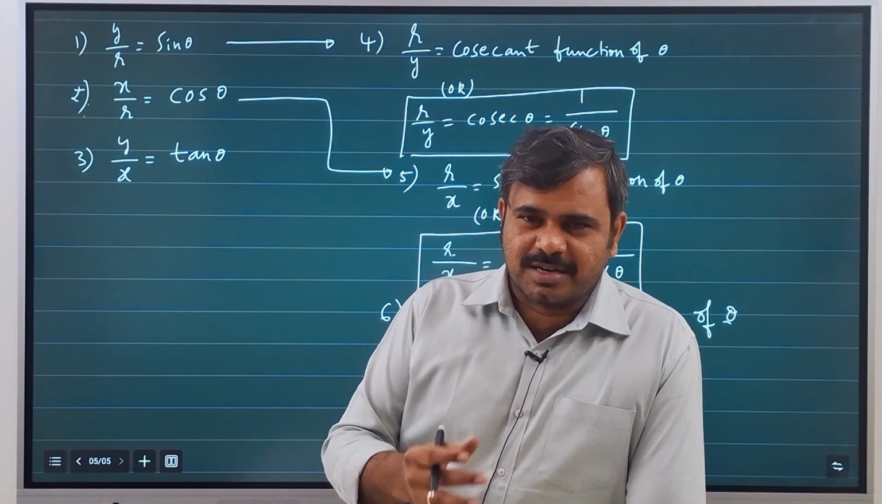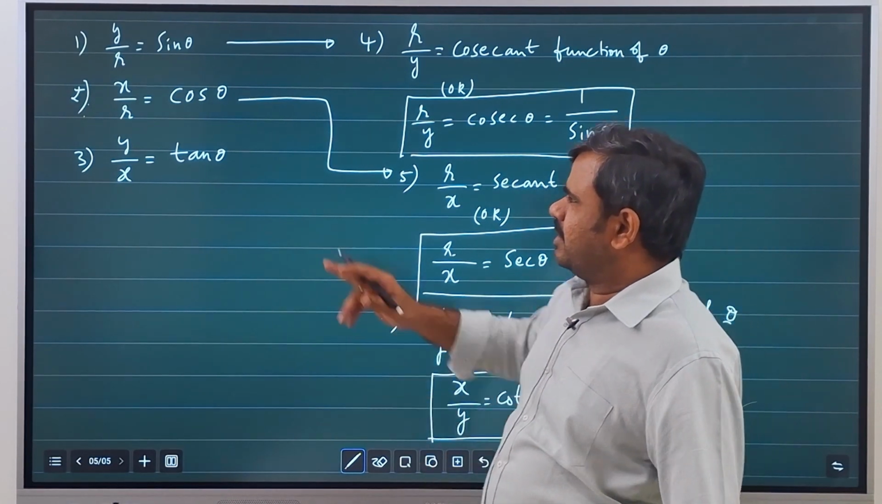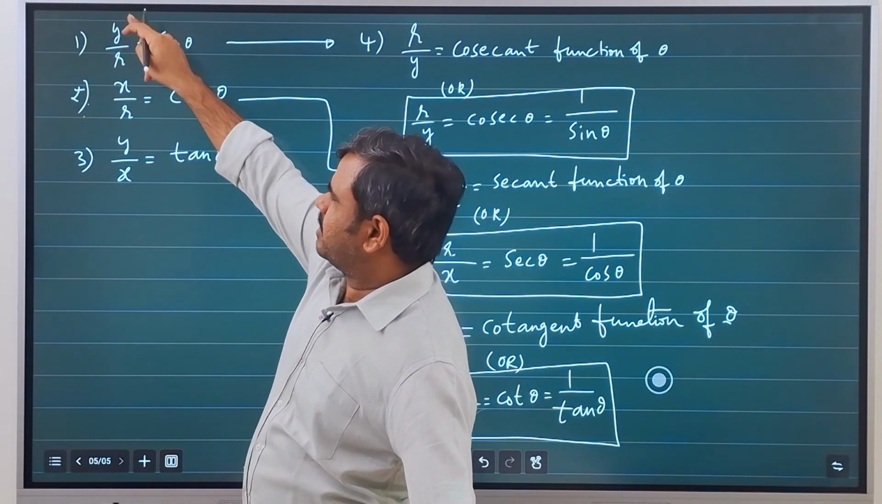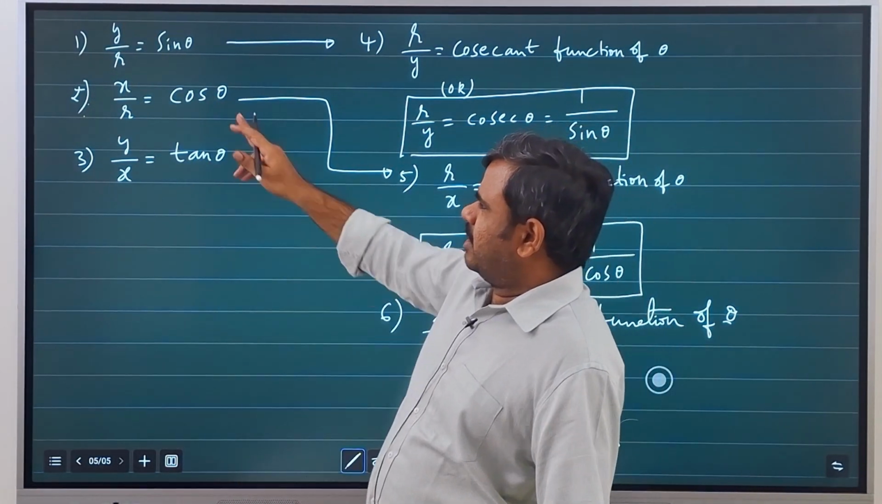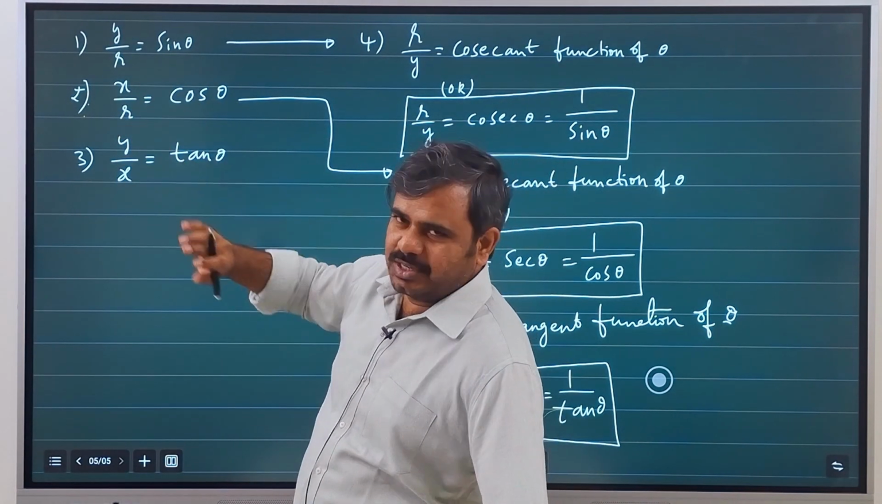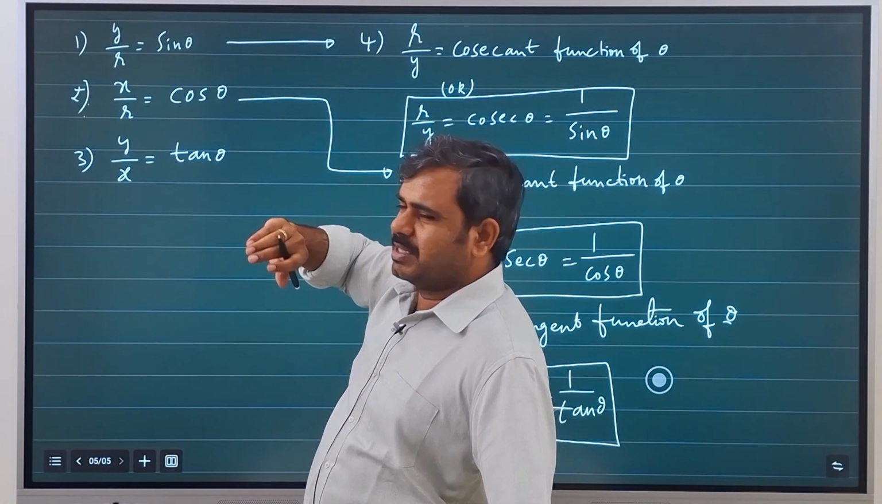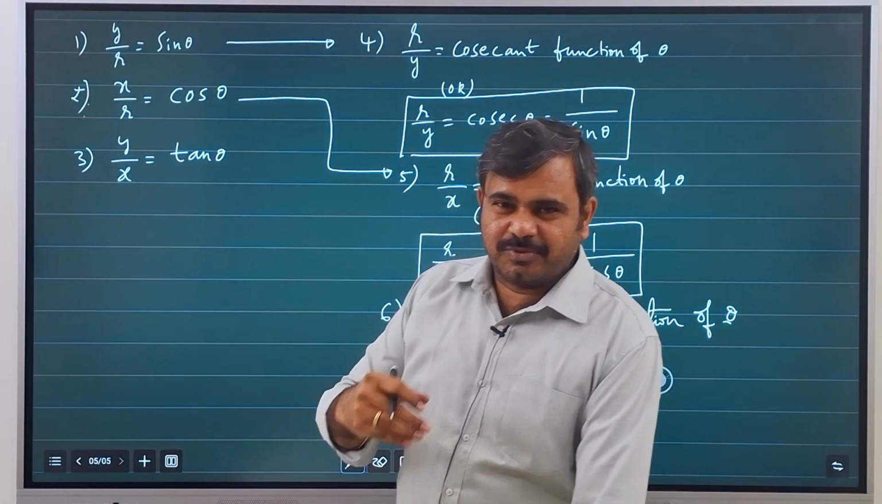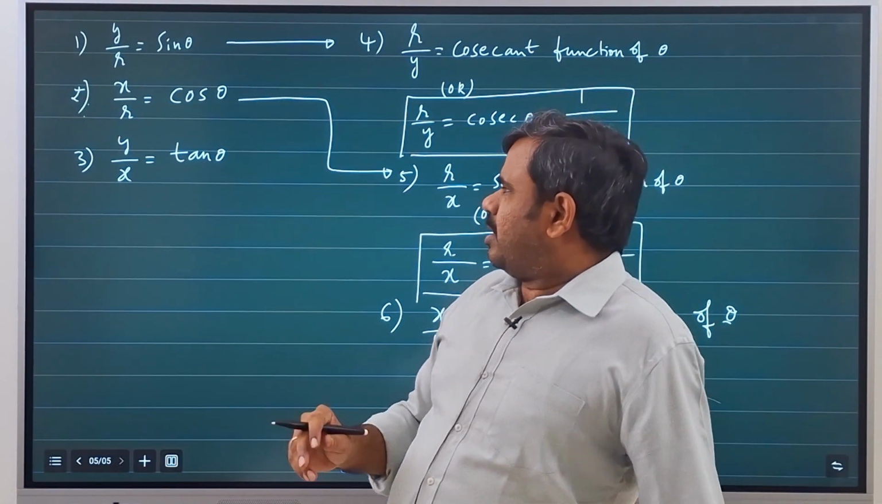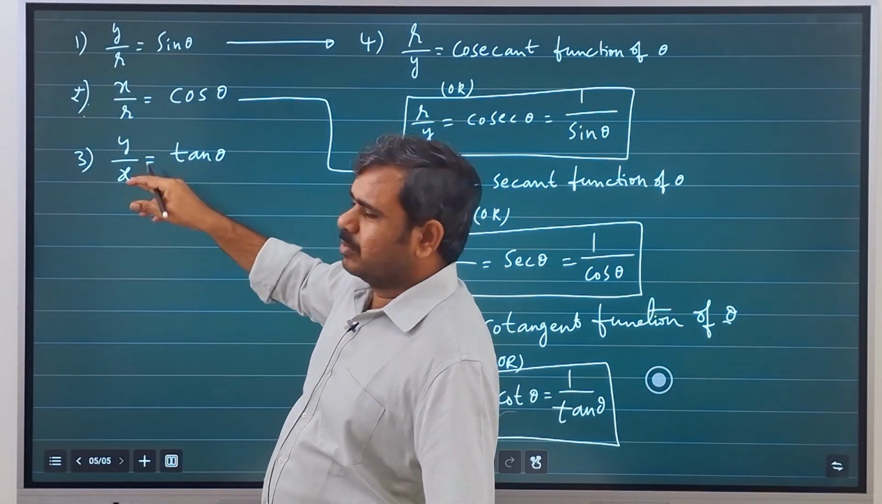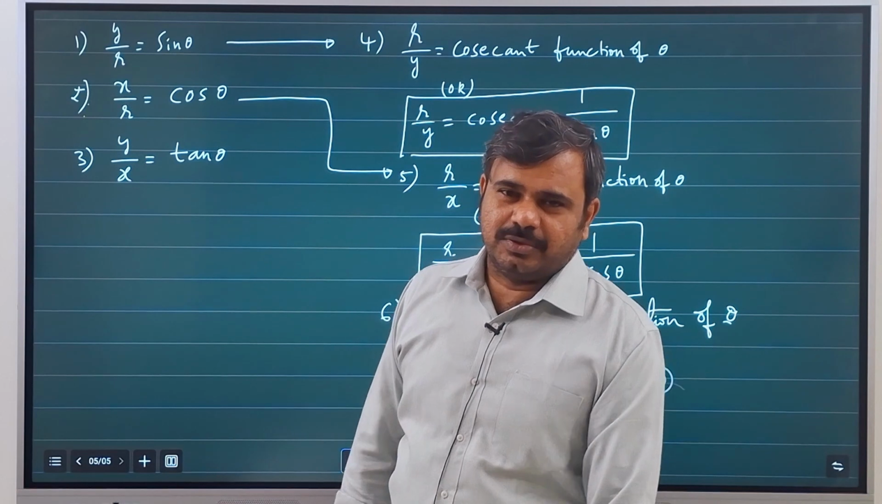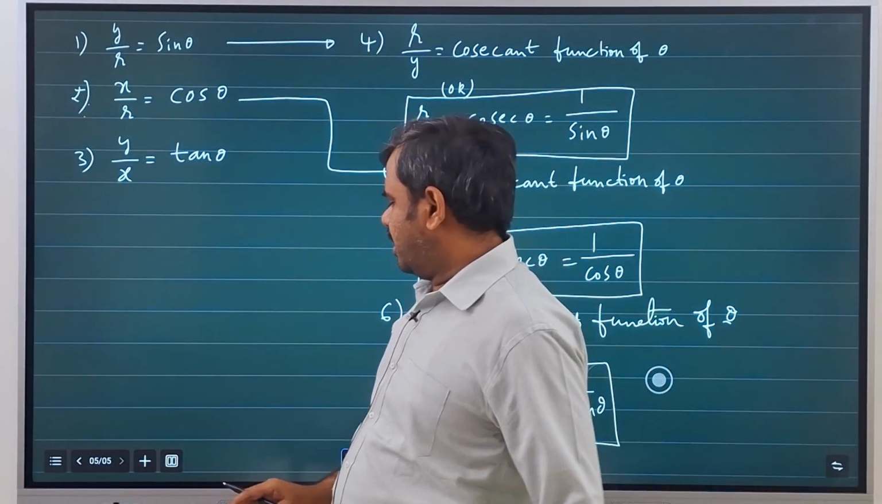What is sine 30 degrees equal to? When theta is equal to 30 degrees, what is this ratio equal to? Or when theta is equal to 45 degrees, what is this ratio equal to? When theta is equal to 60 degrees or 15 degrees, for any value of theta, what are these ratios equal to? How do we find those ratios? That we will see now.